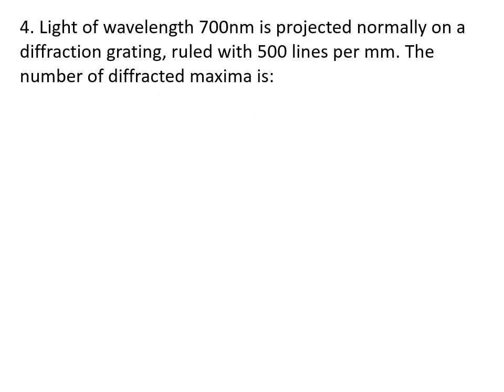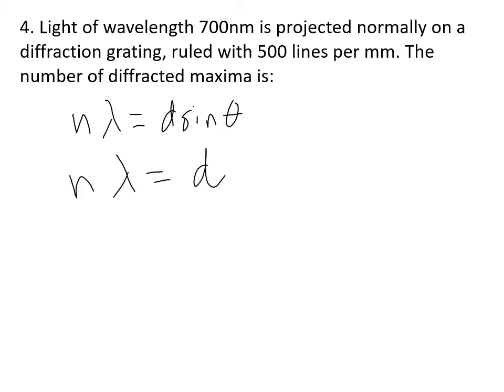All right, light of wavelength 700 nanometers is projected normally on a diffraction grating ruled with 500 lines per millimeter. The number of diffracted maxima is n lambda equals d sine theta. And because we're looking for the total number, we go with the angle being the maximum dispersion. The maximum possible value of sine theta is 1. So n lambda equals lowercase d. We're going to solve for n. N is equal to d over lambda.